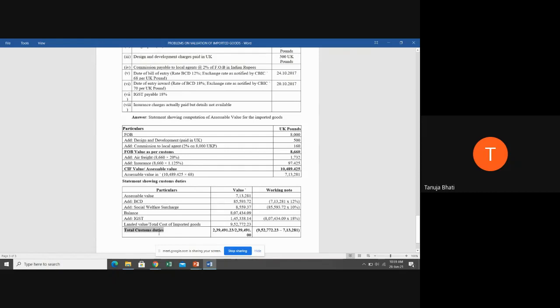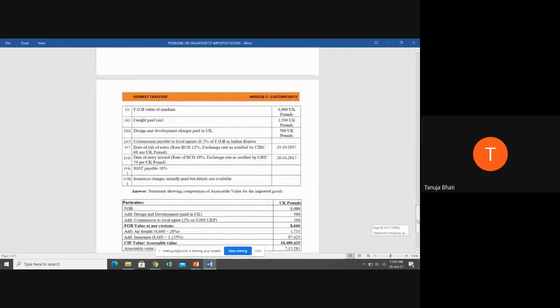Yes, students. Ma'am, we can add BCD, social welfare charge and IGST. Otherwise, we can deduct the assessable value from total value. You deduct the assessable value from the total imported cost in order to get the total customs duty. So that is nothing but 2,39,491.23. And when you round it off, it becomes 2,39,491. So is this problem clear to everyone?